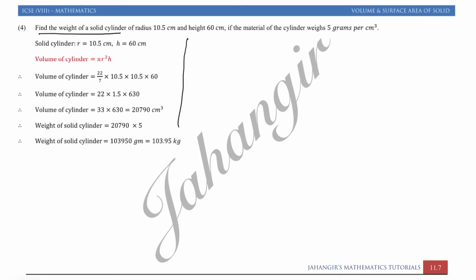Find the weight of the solid cylinder whose radius r is 10.5 centimeter and height is 60 centimeter. Given that 1 centimeter cube weight is 5 gram. So this is called density. So whenever they want weight, we can use density multiplied by volume, which will give me weight of the cylinder. So here first we will find volume of cylinder.